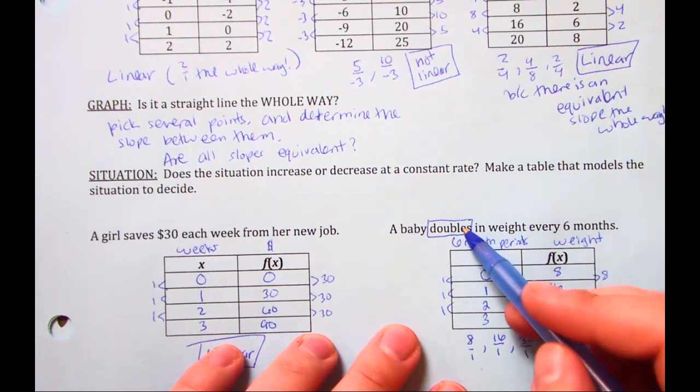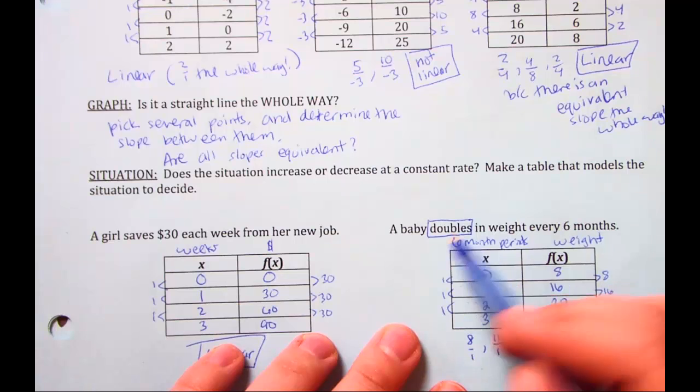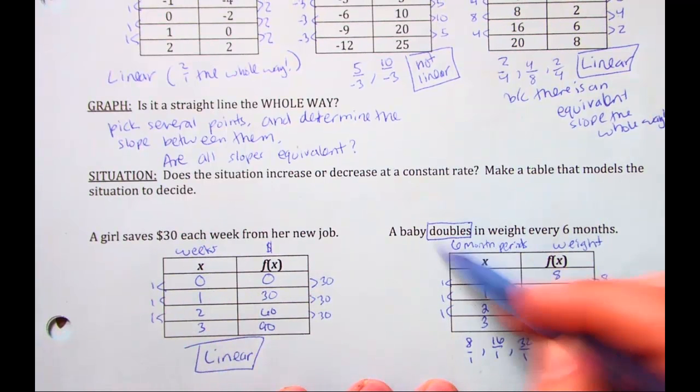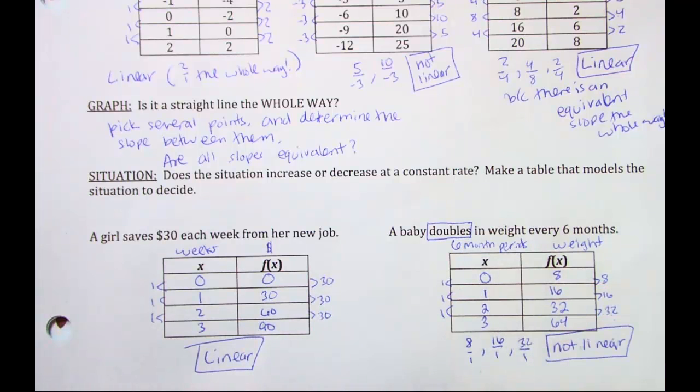Now words like doubles, triples, things like that, all of those are going to be functions that are not linear. So if you see a word like doubles or triples, or like splits in half, anything like that is an automatic cue to you that that is not a linear function. So hopefully you have a better understanding now of how to determine if a function is linear or not. It's really just all about looking at the slope and determining if the slope is equivalent the whole way.